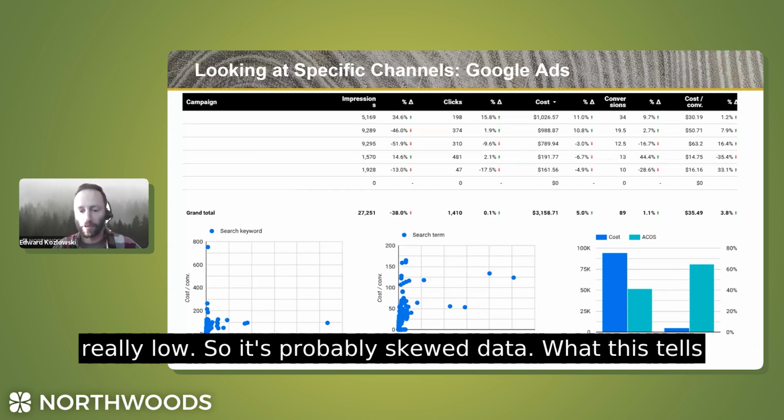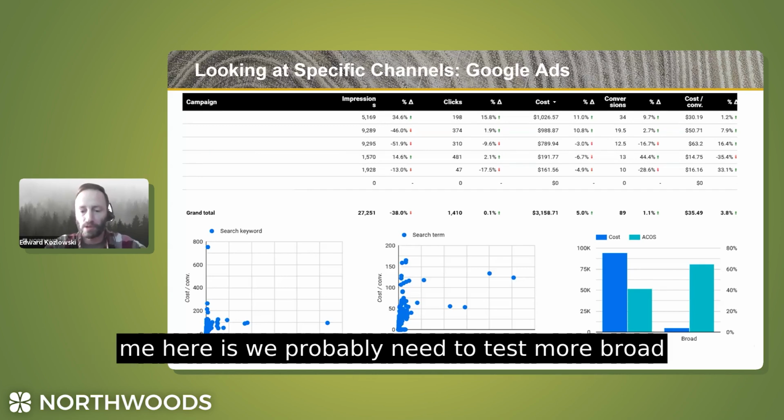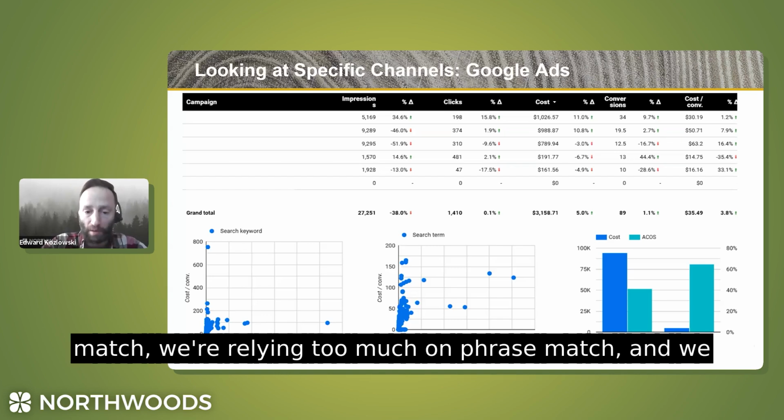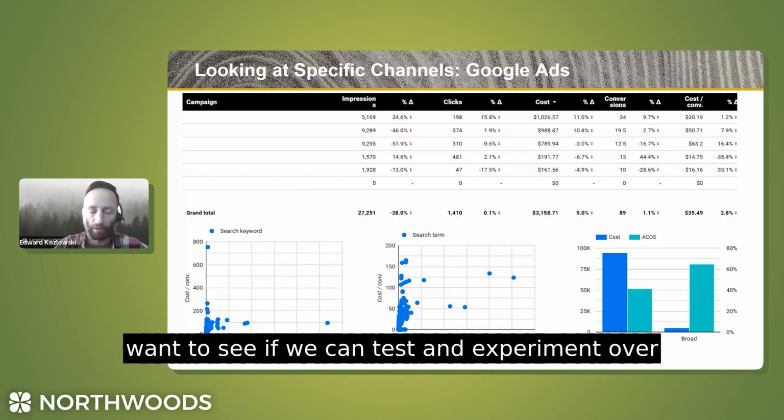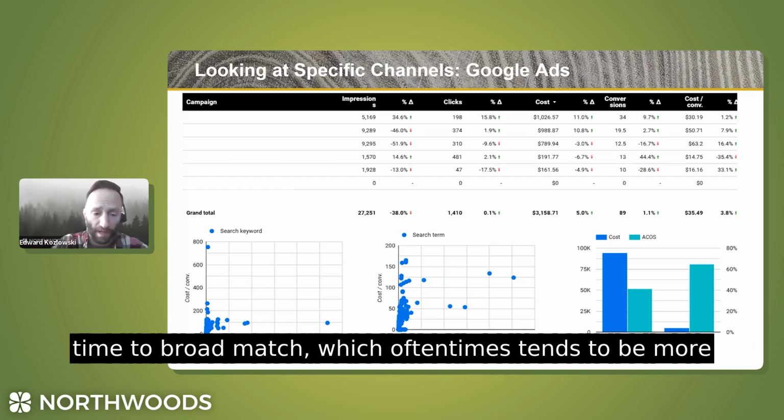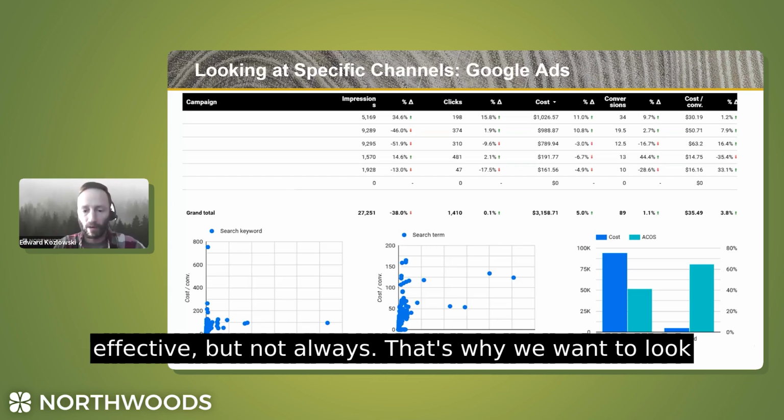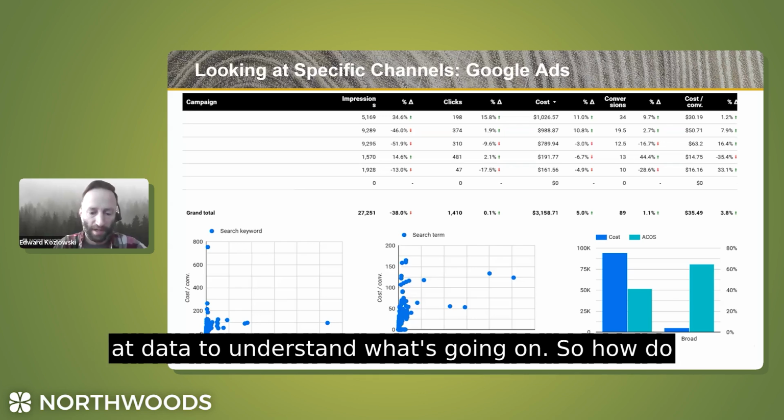The cost is really low, so it's probably skewed data. What this tells me is we probably need to test more broad match. We're relying too much on phrase match, and we want to see if we can test and experiment over time with broad match, which oftentimes tends to be more effective, but not always. That's why we want to look at data to understand what's going on.